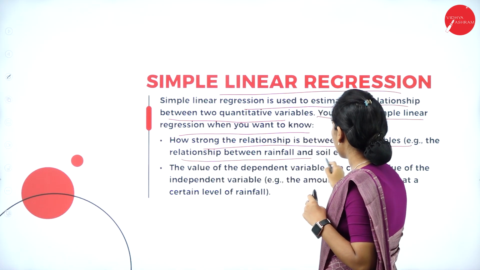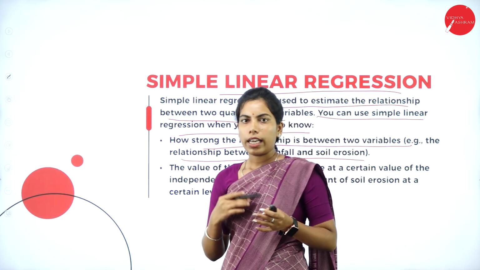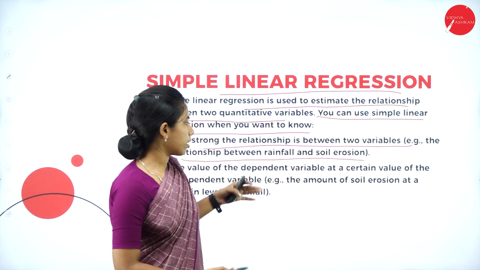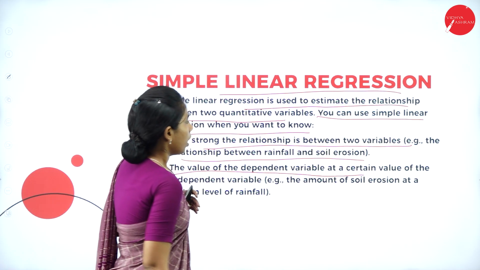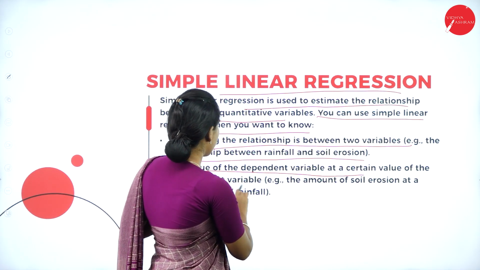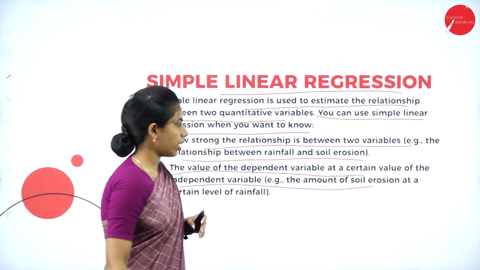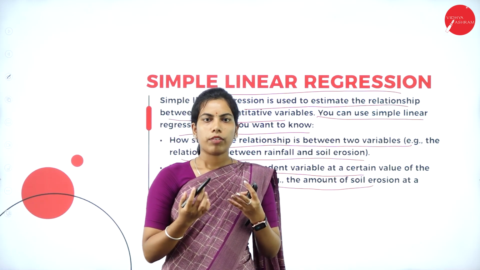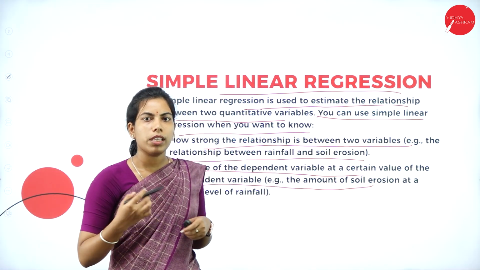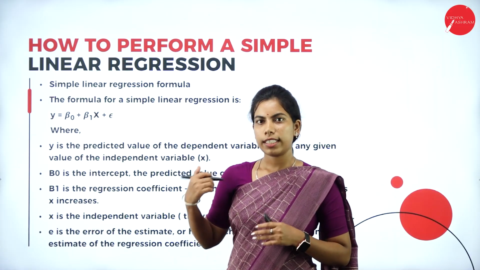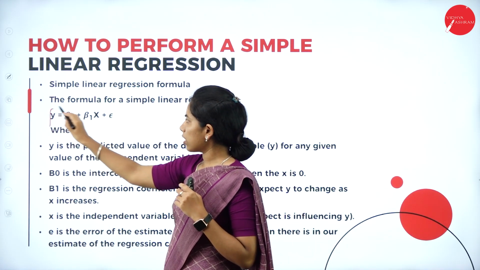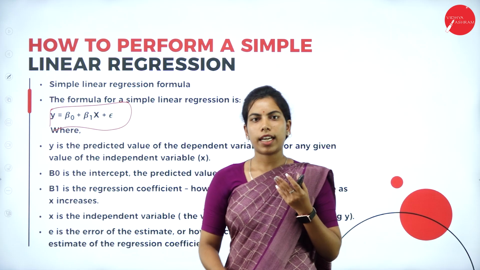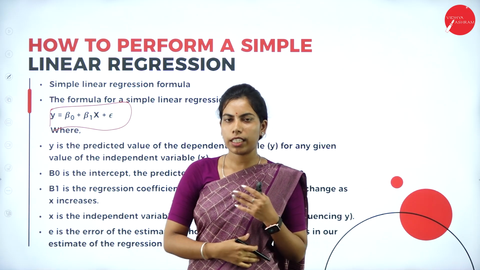Example: the relationship between rainfall and soil erosion. Here this is the example, and you can see the dependent variable at a certain value of the independent variable, the amount of soil erosion at a certain level of rain. This is how simple linear regression works. Okay, let's see how simple linear regression works. This is the formula, the generalized or standardized formula for simple linear regression.